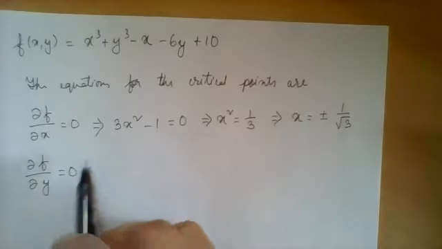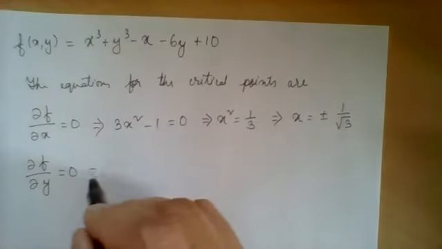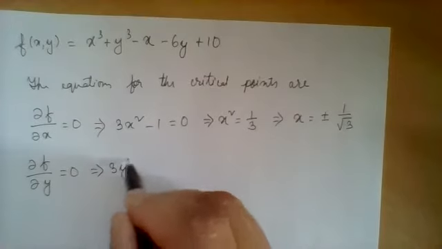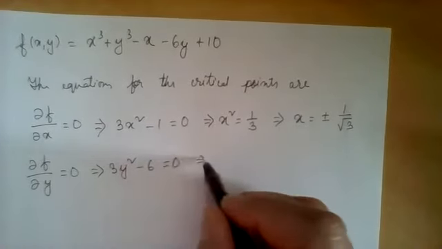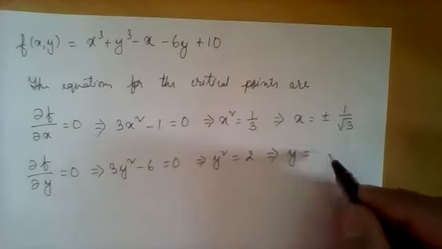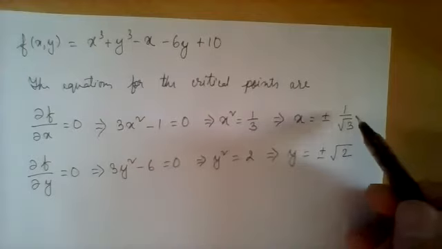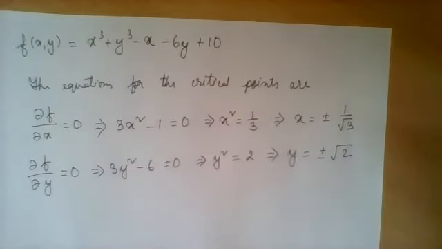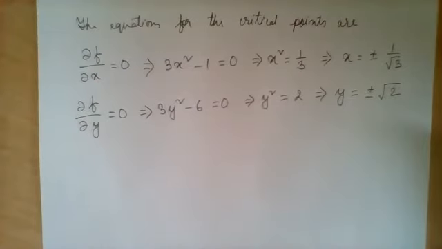Del f by del y equal to 0. You differentiate this with respect to y. This will give you 3y squared minus 6 equal to 0. This implies y squared equal to 6 by 3, which is 2. This implies y equal to plus minus root 2. So there are two possible values of x and two possible values of y. So how many different combinations do we have? We have four different combinations.